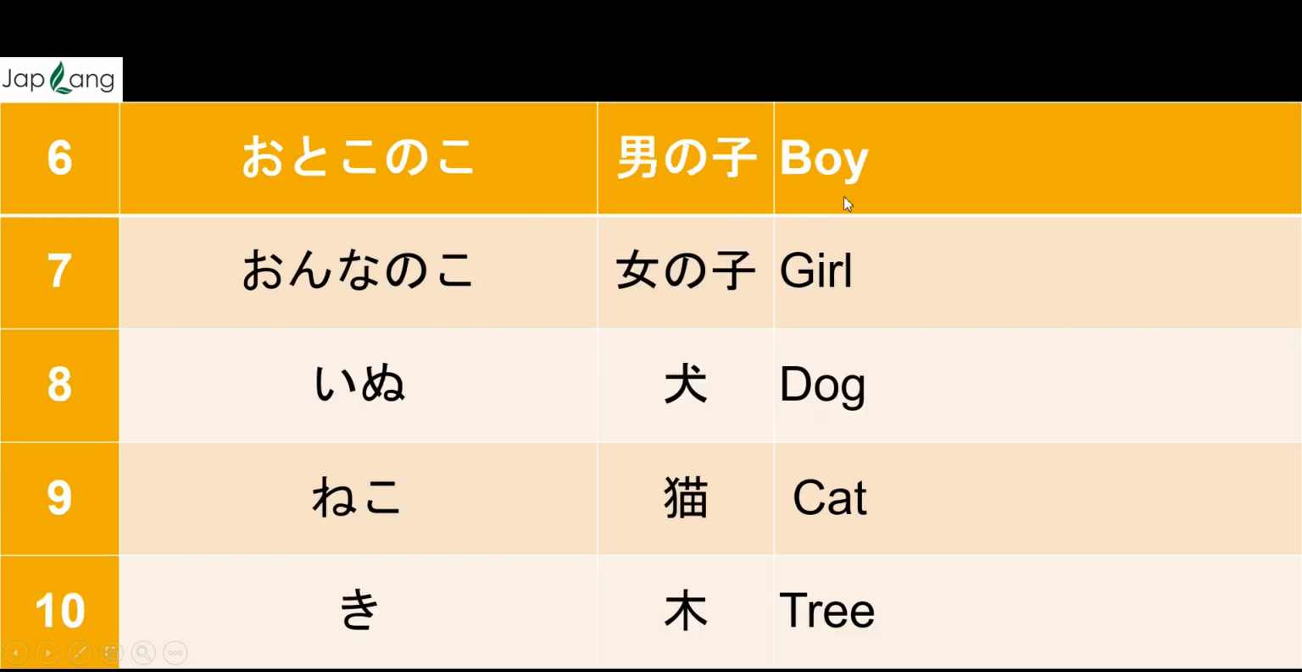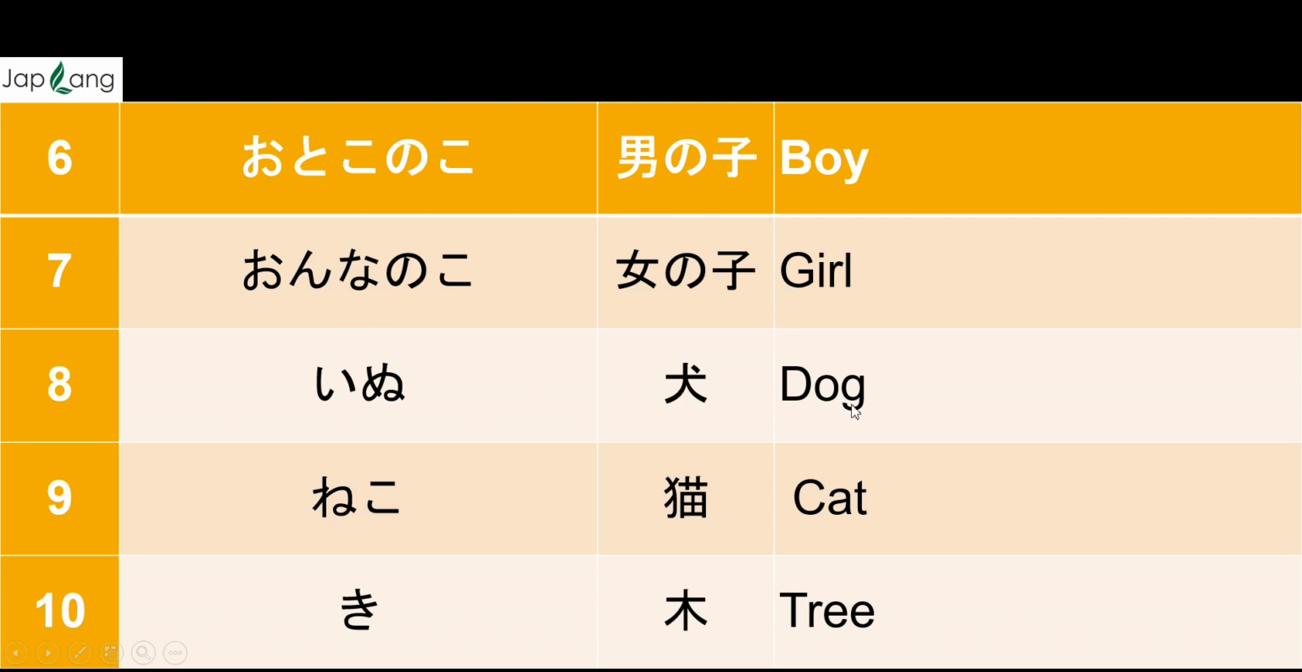Otoko no ko is boy. Make one sentence. Ryan-kun wa otoko no ko desu. Ryan is a boy. Onna no ko, can make a sentence. Kriti-chan wa onna no ko desu. Kriti is a baby girl.